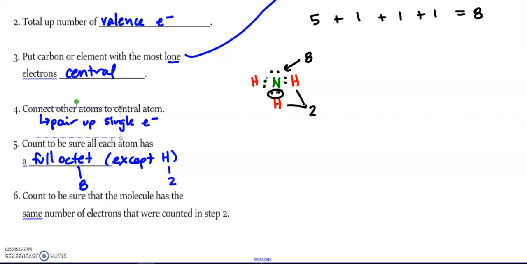All right, the last thing then is to add them up to make sure that the total you did in number 2, so 8 in this case, matches the total you have in your drawing, which is also 8 here.